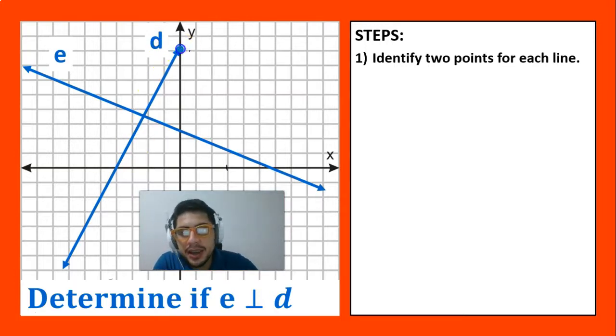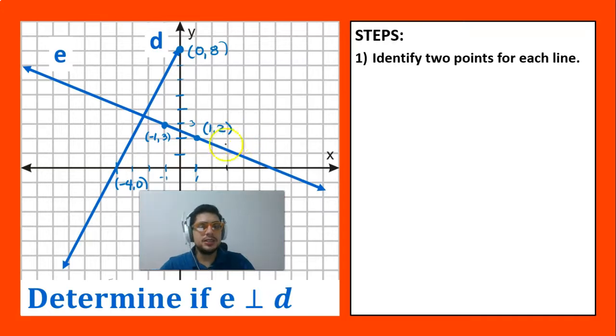Here we identify that line D passes through point (0, 8), and it also passes through point (-4, 0), right? And line E passes through point (-1, 3), and it also passes through point (1, 2). Okay, so that is the first step.